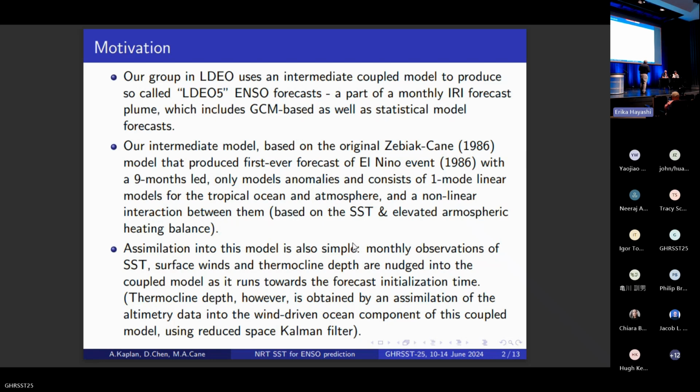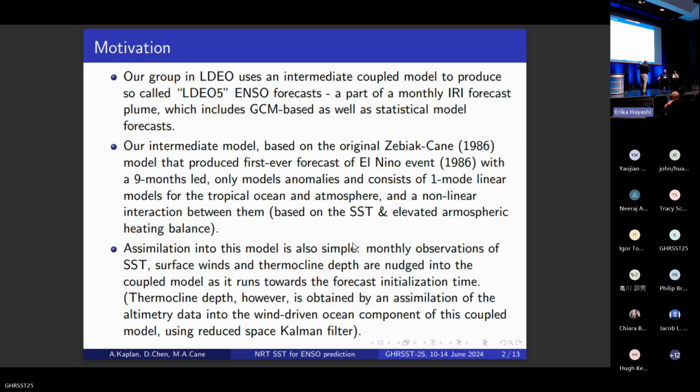So assimilation into this model, which we do because we need to initialize it for monthly coupled forecasts of development of the ENSO state, is also simple. Monthly observations of SST, surface winds, and thermocline depths are nudged in the coupled model as it runs towards the forecast initialization time. And at that initialization time, it starts running without assimilation as a coupled model.